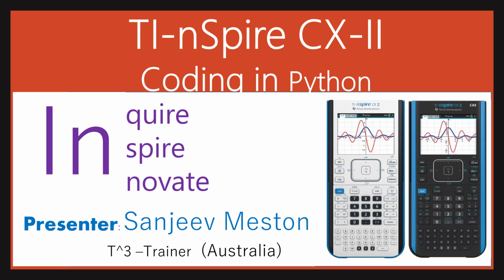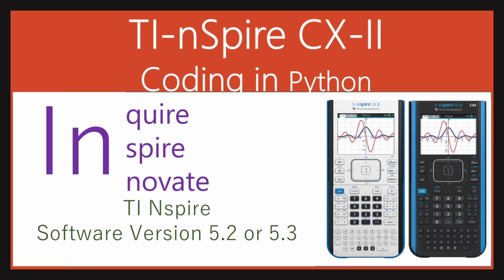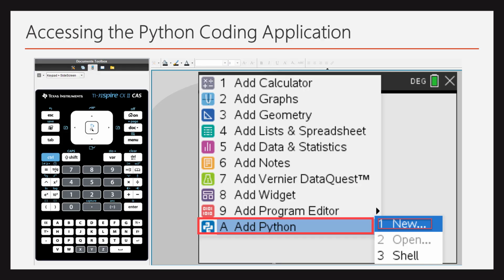In this particular video, I am going to demonstrate how you could use the Python module on the TI Nspire CAS handheld and also on the TI Nspire teacher and student software. Python was actually added on the TI Nspire CX-II with version 5.2 and 5.3. 5.3 is the most current version of the software for the handheld and for the student or teacher software.